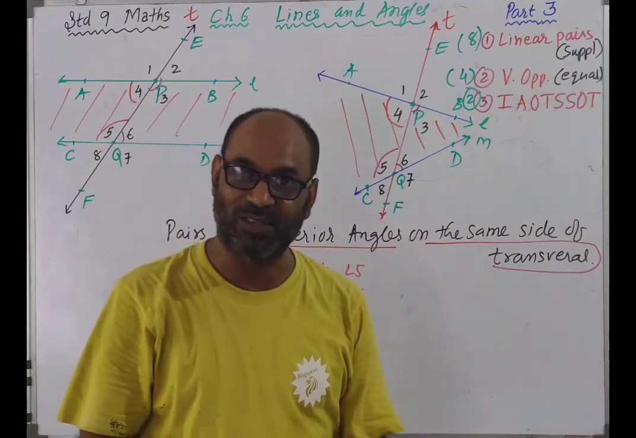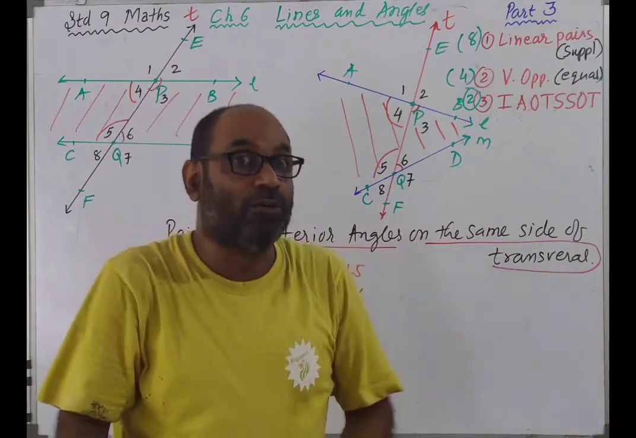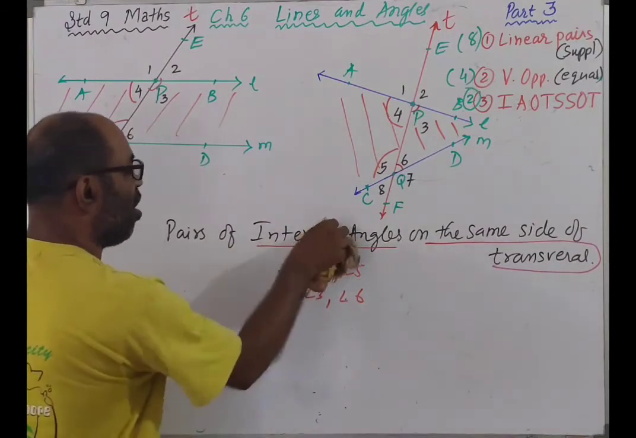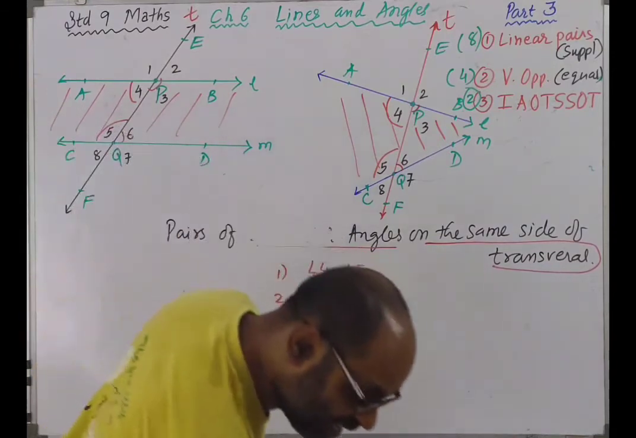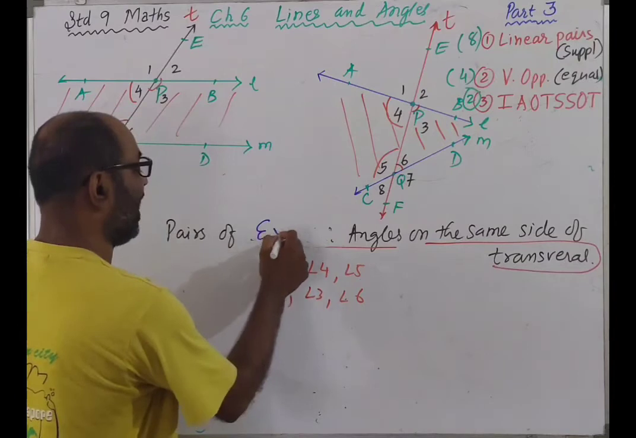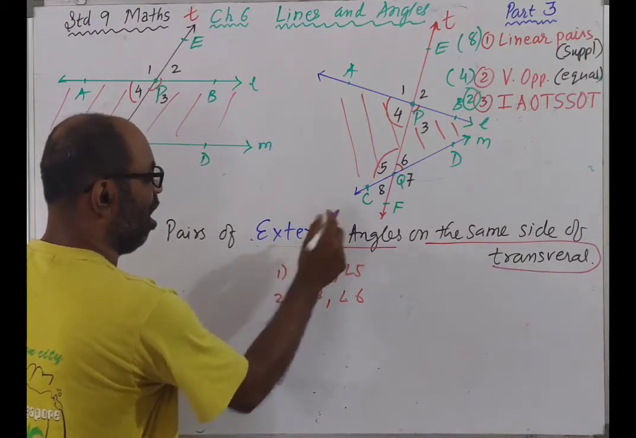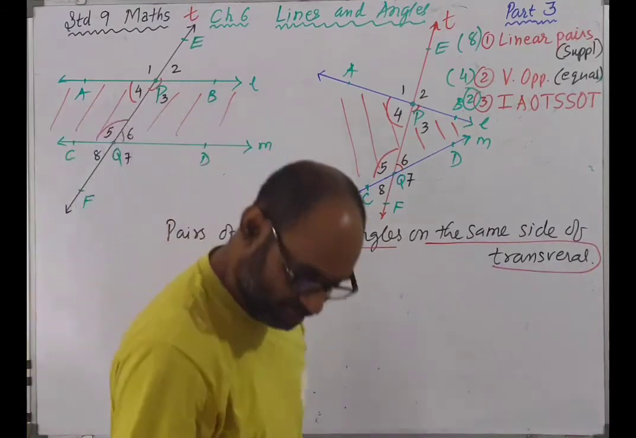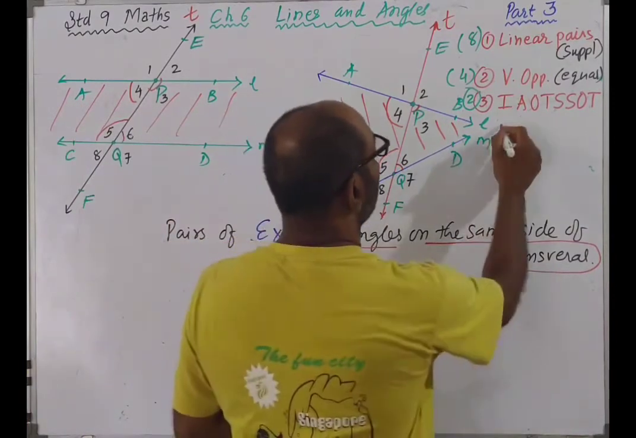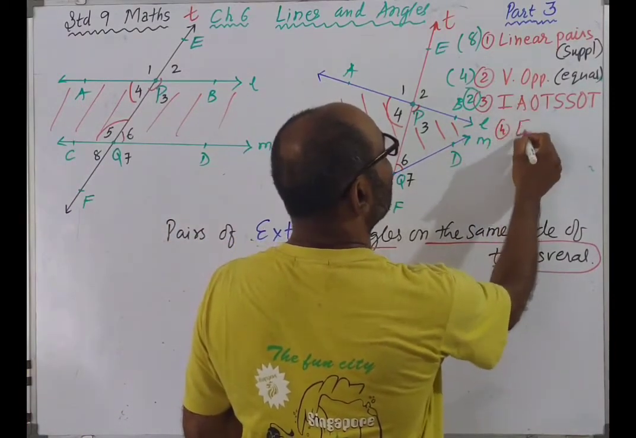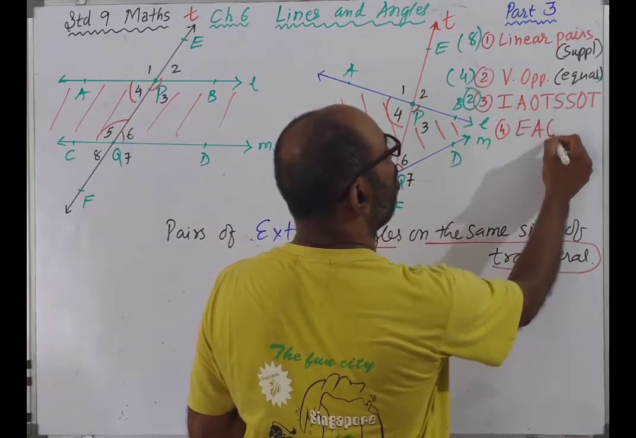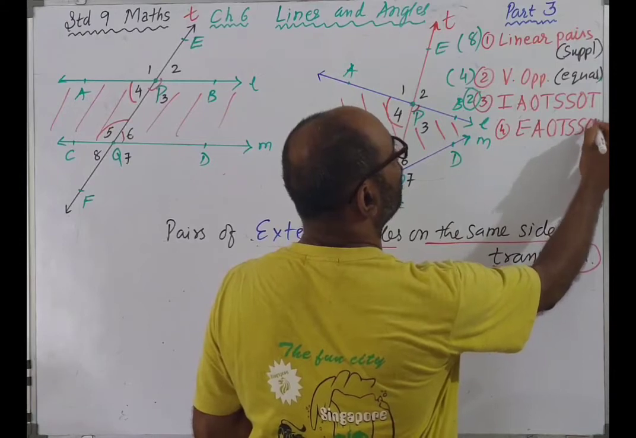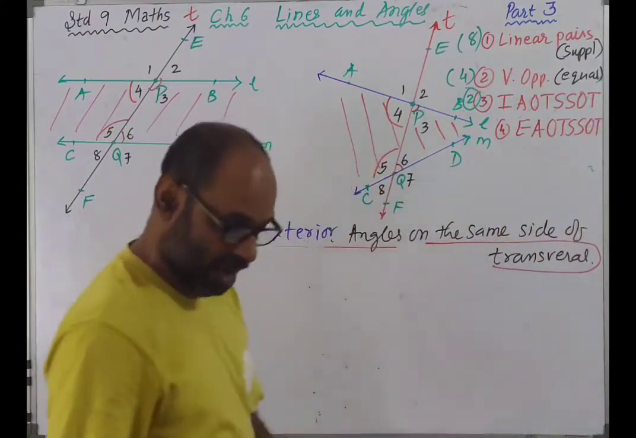So moving on to the next type of pair of angles, children: pairs of exterior angles on the same side of the transversal. That is our fourth pair. Fourth, E for exterior, angles on the same side of the transversal. Let's see how many we are getting.